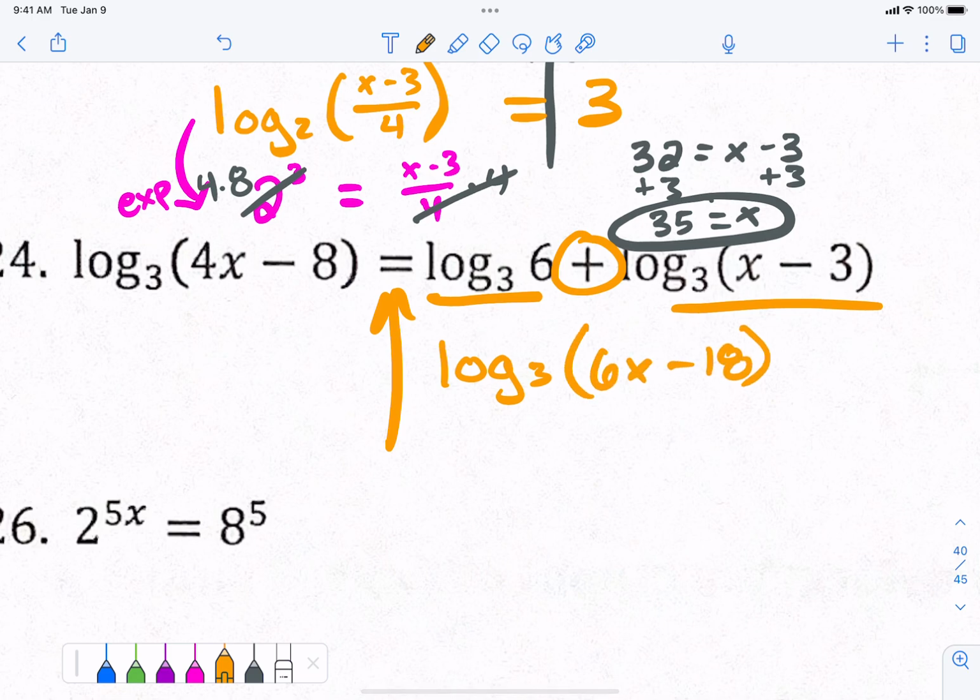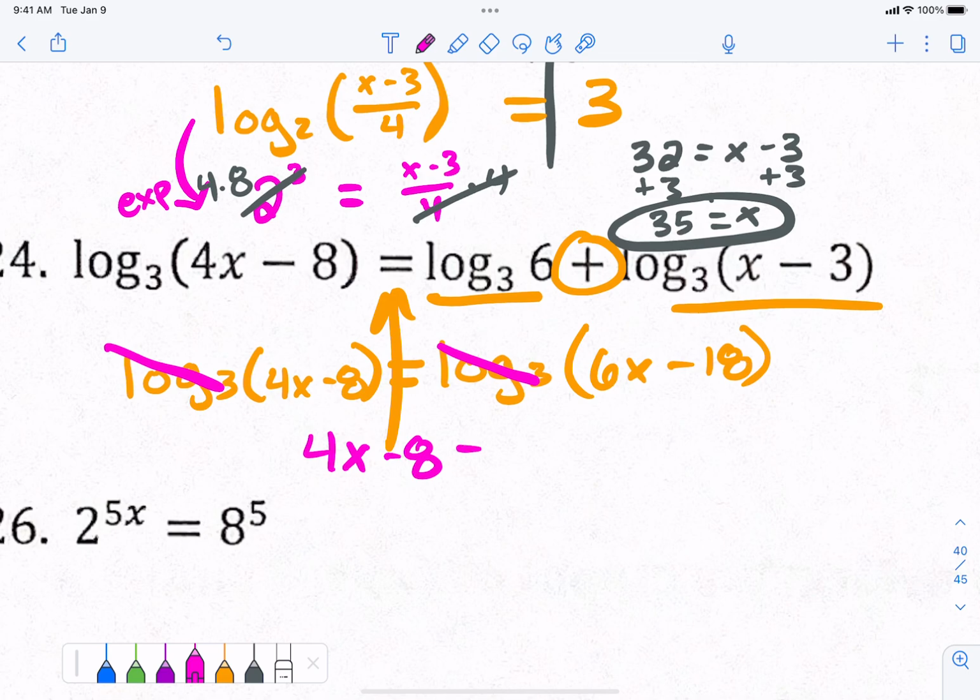Log base 3 of 6x minus 18. Got it. Okay, now log base 3 of 4 equals log base 3 of 4x minus 8. Now can I cancel them? Yep. If there's one on each side, let's do it. Cancel, cancel. And then it's just an algebra problem. Easy. 4x minus 8 equals 6x minus 18.